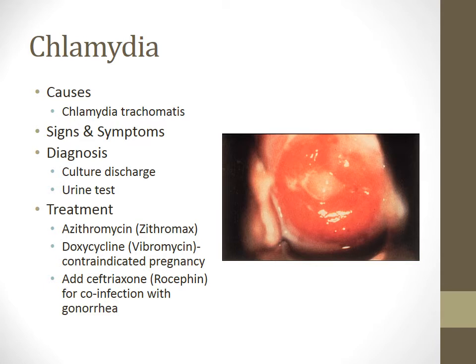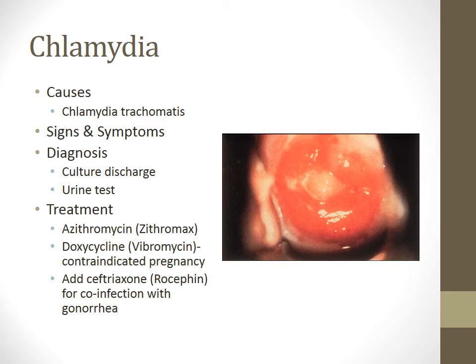To treat chlamydia, there are a couple of different things that can treat it. Zithromax, single 1 gram dose orally. This is ideal for pregnant clients. Doxycycline, 100 milligrams PO twice daily for 7 days. This is contraindicated in clients that are pregnant. Doxycycline is not recommended for pregnant clients.